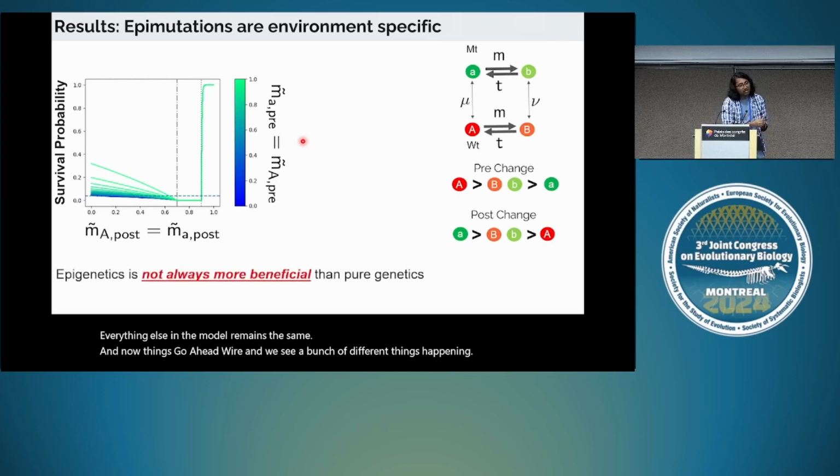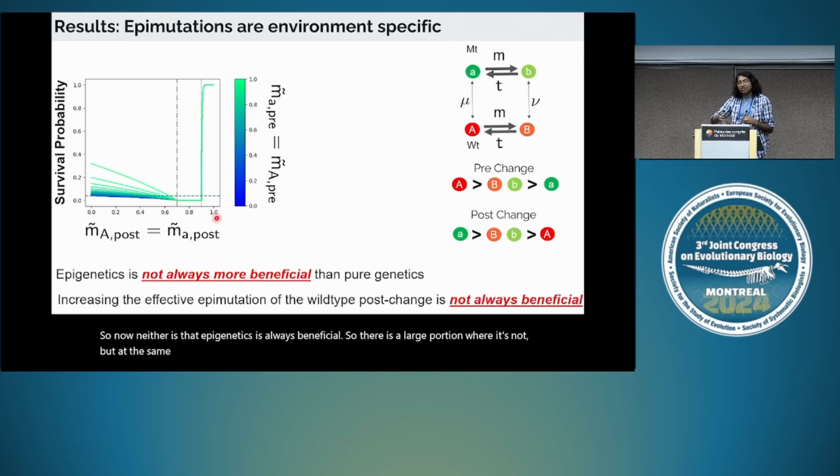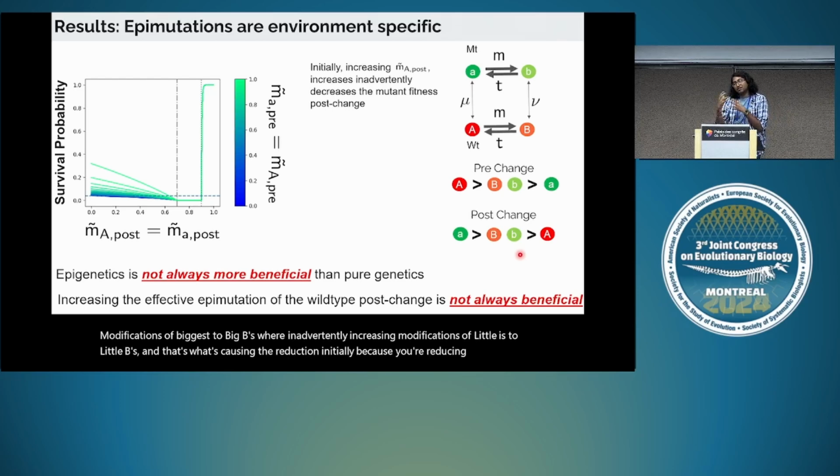So now it is not the case that epigenetics is always beneficial; there is a large portion where it's not. But at the same time, somehow increasing the modification of the wild type after environmental change can potentially decrease these survival probabilities. So I'll just spend a minute on this. What's happening is as we initially increase modifications of big A's to big B's, we're inadvertently increasing modifications of little a's to little b's, and that's what's causing the reduction initially, because you're reducing the effective fitness of the genetic mutant.